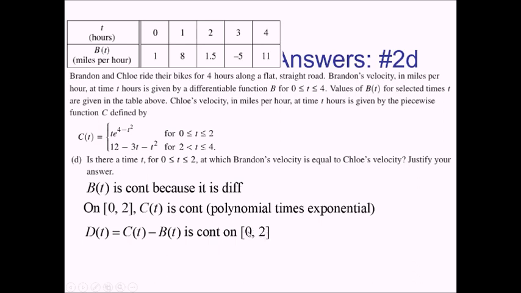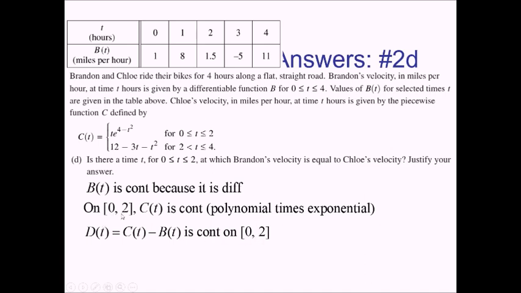And that's very important because I'm about to use the IVT to talk about values that this function has to equal. Specifically, I want to show that d of t must take on a value of 0 between 0 and 2. Because if d of t is 0, that means that c of t and b of t had to be the same value at some point. So let's take a look at the value of d of t at 0 and also d of 2. And hopefully we show that 0 is sandwiched between those two output values.